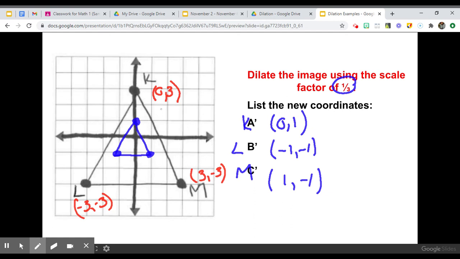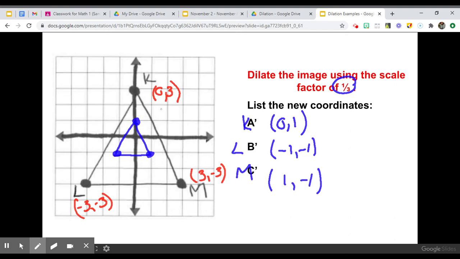It reduced, okay? So the main takeaways on this particular video and the particular concept of dilation is that you use the scale factor to multiply each coordinate, the x and the y, by that scale factor. If it's a whole number, 1, 2, 3, 4, 5, 6, etc., it's going to end up becoming an enlargement. And if it's a fraction or less than 1, it's going to end up being a reduction.